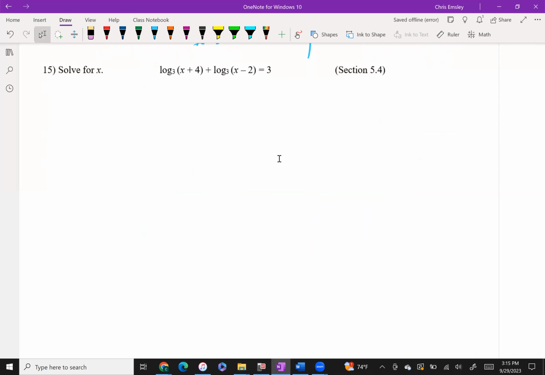This one very similar, okay? We have a mix of logs and terms that don't have logs. So just like the last one, it's even better because the logs are both on the same side of the equation already, so that's good. We can go ahead and combine these, again, using our properties of logarithms. When we have matching bases and they are added together, we combine them with multiplication.